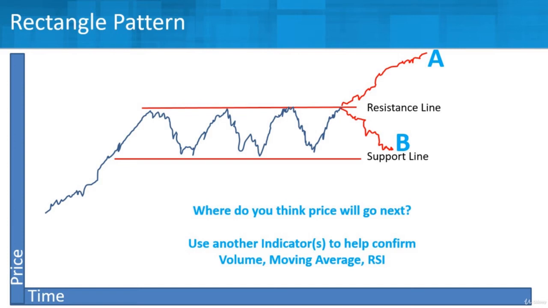But when we're looking at a chart pattern for fun, you can think about which way it might go. And you can really help confirm that when you reach the top resistance line or the support line by looking at your other indicators around volume, moving average, and relative strength index, things that you're learning in the course. They'll also give an indication of, oh, this is a buy opportunity or a sell opportunity. So use those other indicators to help confirm what might happen here.